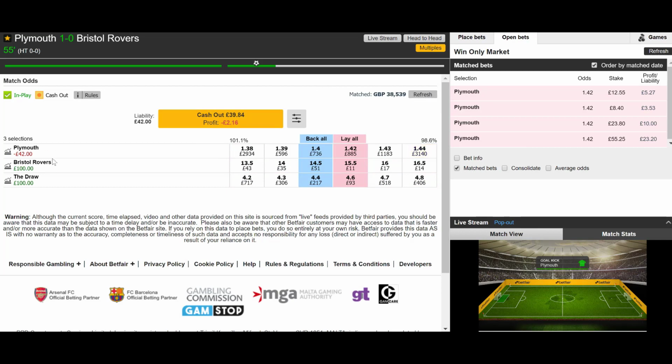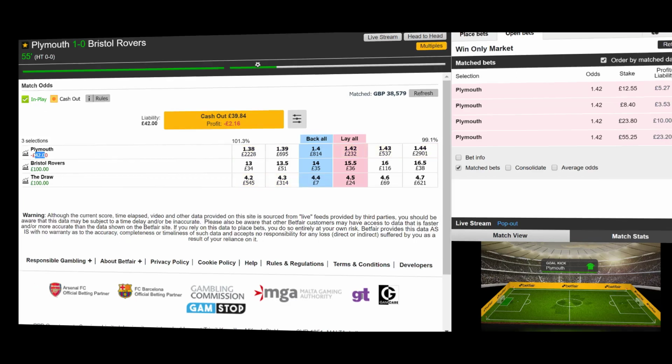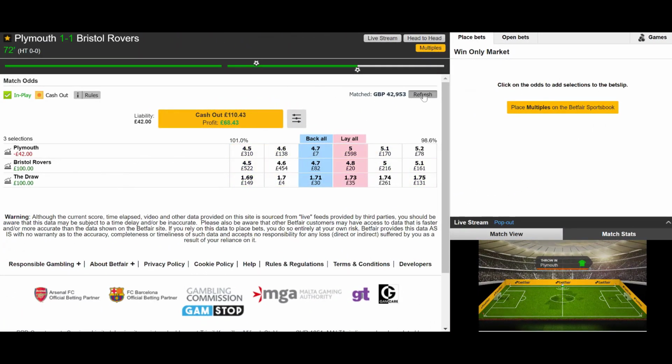So I'm laying Plymouth here, 1.42, £100 stake, £42 of risk is in the market, and £100 of profit potential. 55 minutes on the clock. Let's see if we can get the equaliser in this one. So 72 minutes on the clock, and the equaliser that we were expecting has arrived from Bristol Rovers.